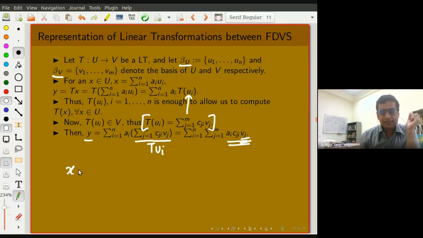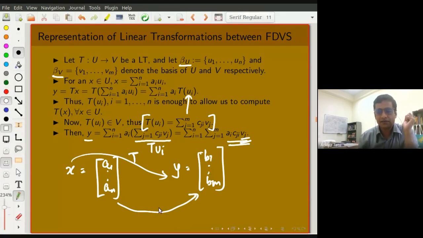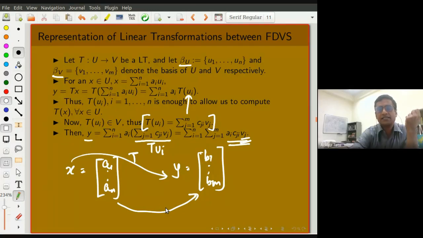Instead of x, right, I can represent x by its coefficients. Similarly, y can be represented by its coefficients, let's say b1 to bn, right? This is unique because we have a basis. So instead of finding what is the relation between x and y through t, I can specify the same relation t by specifying the relation between the coefficients. Agreed? Yes, sir. So what is the relation between the coefficients of x and coefficients of y?